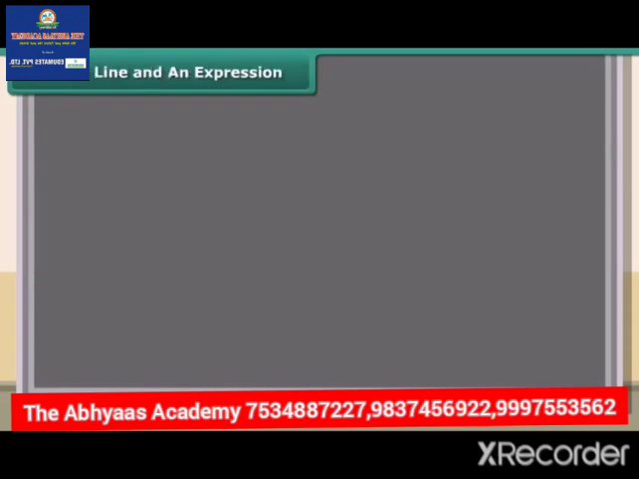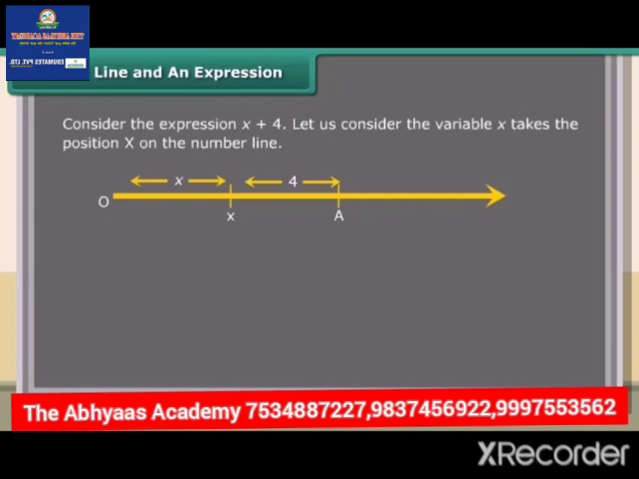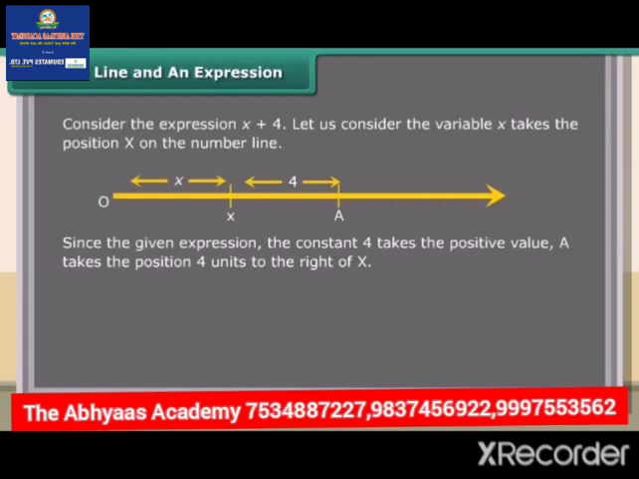Number line and an expression. Consider the expression x plus 4. Let us consider the variable x takes the position x on the number line. Since in the given expression the constant 4 takes the positive value, A takes the position 4 units to the right of x. If the expression is x minus 4, the position A will be to the left of x.